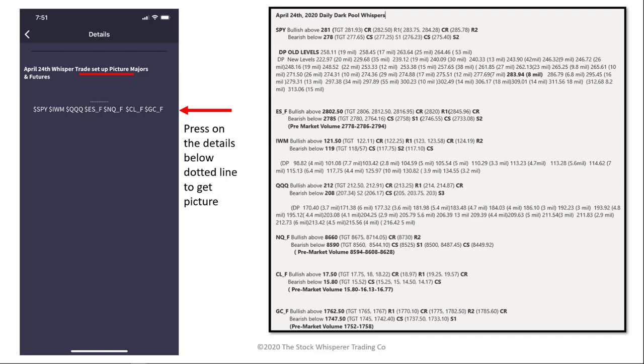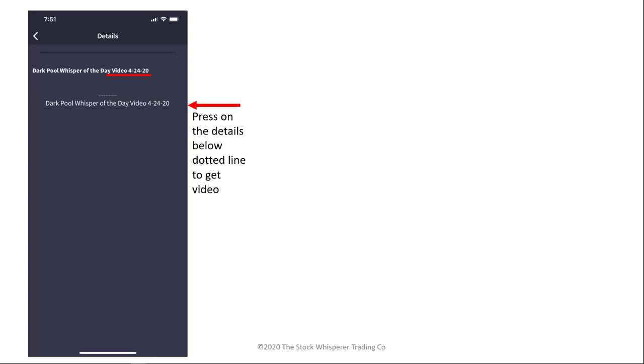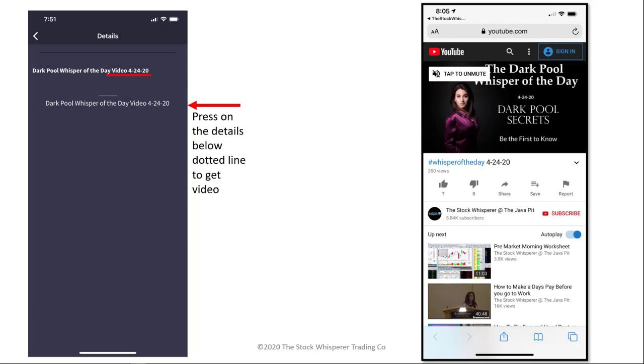Now, once I'm done with all of the mapped out trades, I record the whisper video, and I do that live in my trading rooms. You actually get to watch me mapping it out every morning as well. Once I do that, I will put on the app Dark Pool Whisper of the Day video. Press on that, you'll get those same dotted lines. And then press on the details below the dotted lines and you will get the Dark Pool Whisper of the Day video right there. Tap to unmute it and press it to play it.